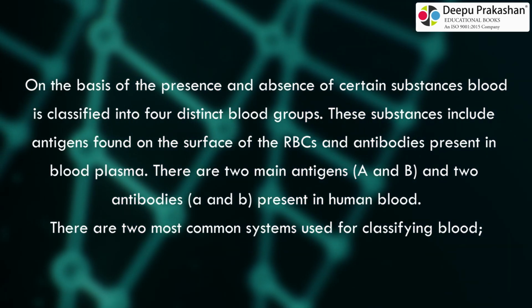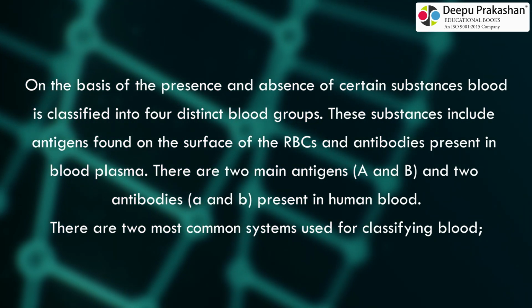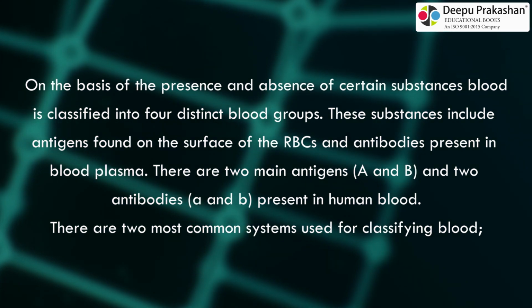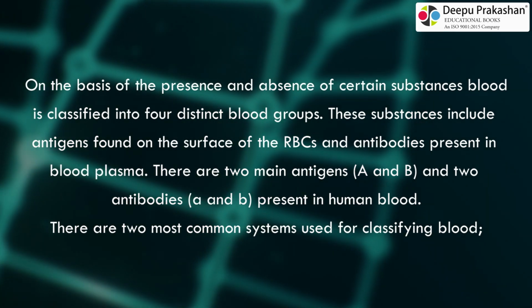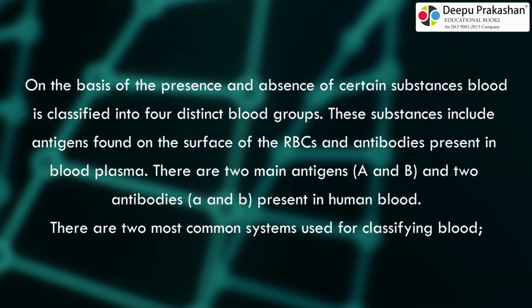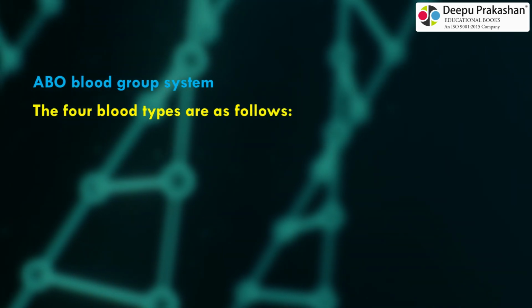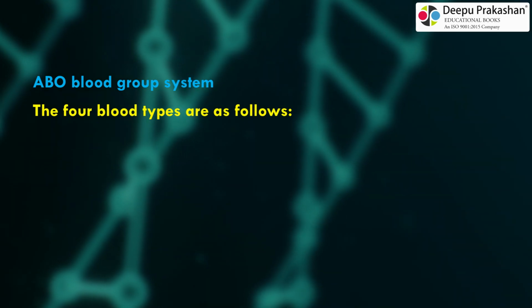There are 2 main antigens, A and B, and 2 antibodies, A and B, present in human blood. There are 2 most common systems used for classifying blood: the A, B, O blood group system. The 4 blood types are as follows.